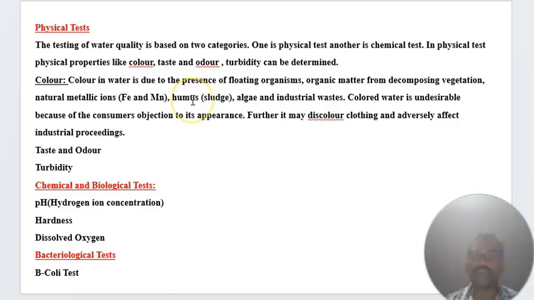Now let us look more closely at what the physical test is, and the two categories of water quality tests: physical and chemical.